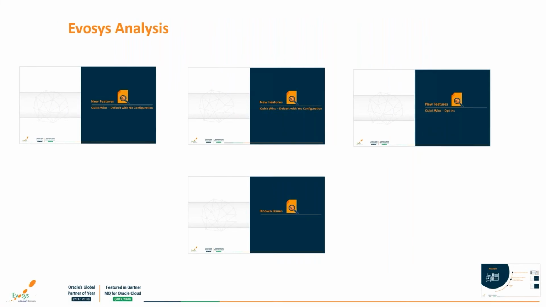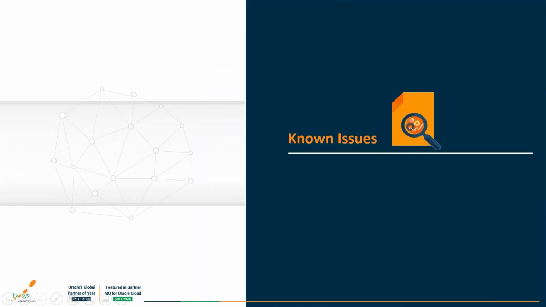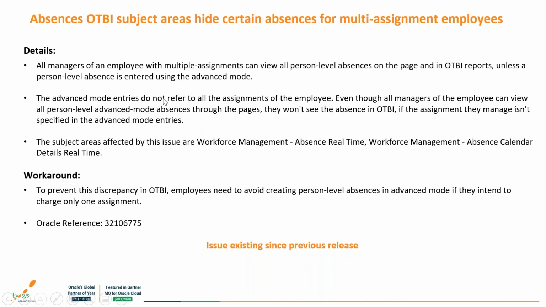Moving on, we look at some of the known issues that have been identified in the 22 upgrade. So the first one is absences. OTBI subject areas hide certain absences for multi-assignment employees. So if an employee records a person level absence from advanced mode, the line manager might not be able to see that in any OTBI report. And hence Oracle recommends that we only raise assignment level absences or assignment specific absences from advanced mode and otherwise only use basic mode.